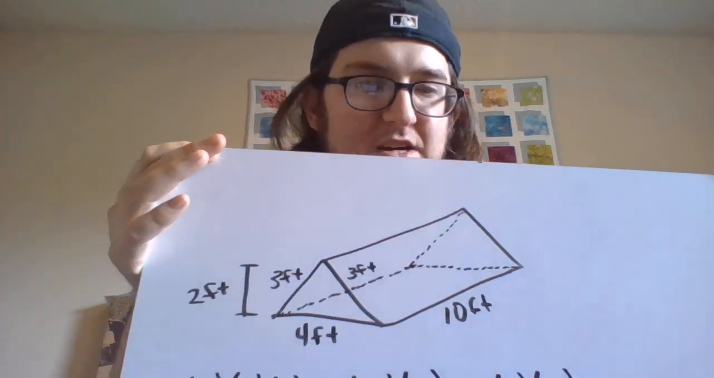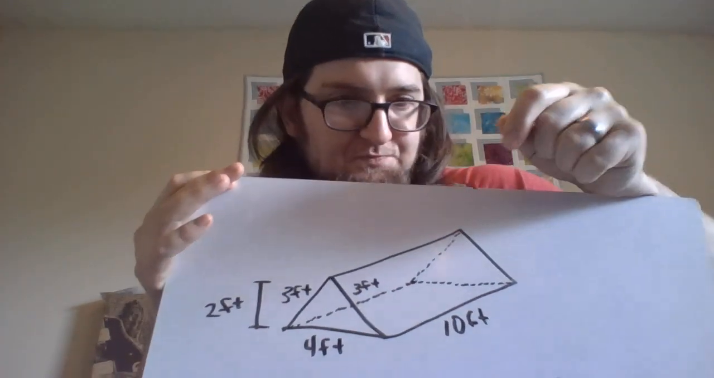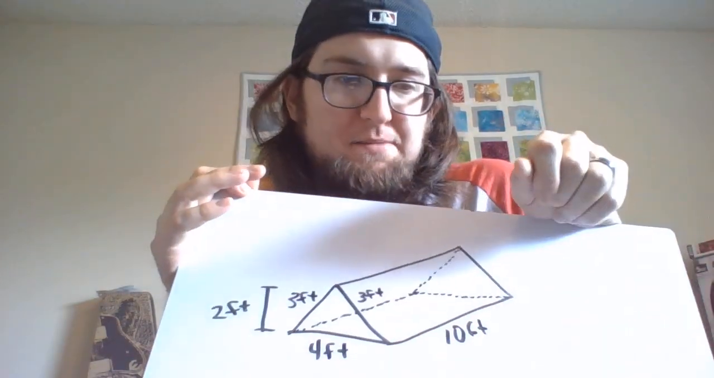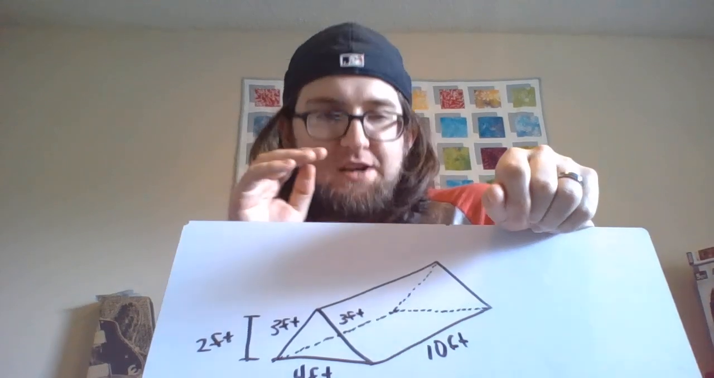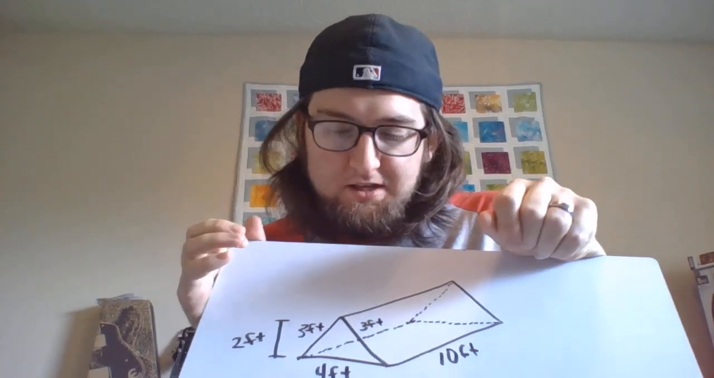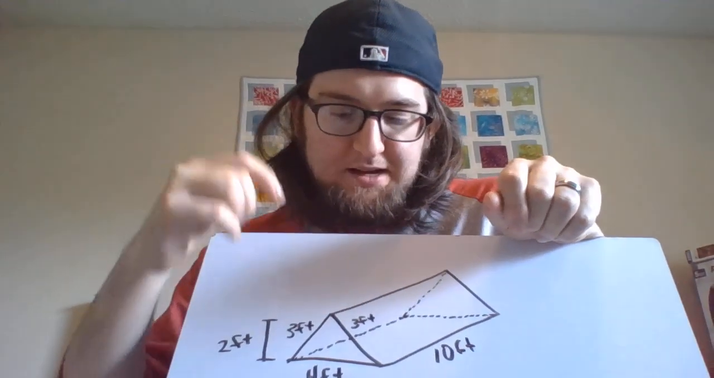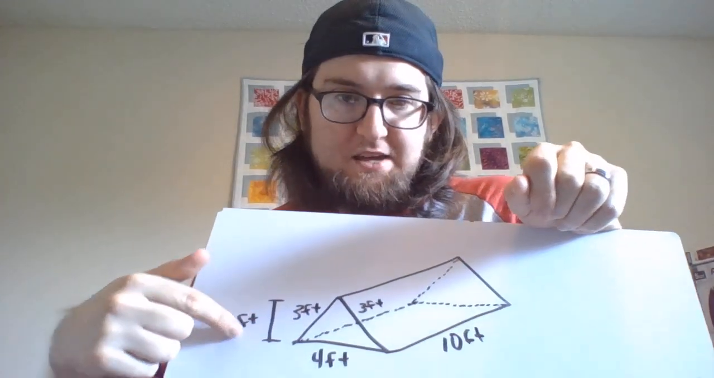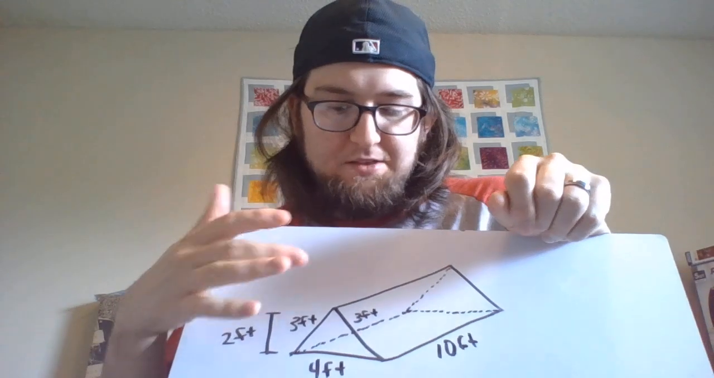We've got an isosceles triangular prism. So the triangle in the front and in the back are going to be the same area. And remember, to find the area of a triangle, it's 1/2 base times height. So we're going to have 2 times 1/2 times the base of 4 times the height of 2. Okay, and there's 2 of those.